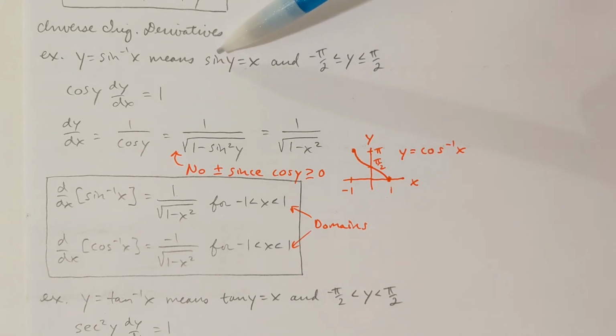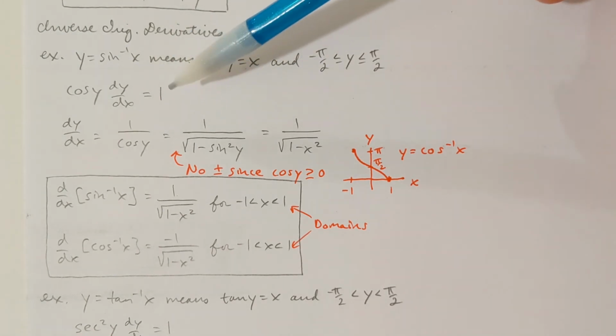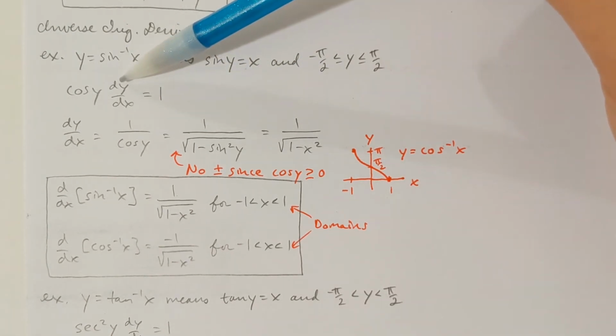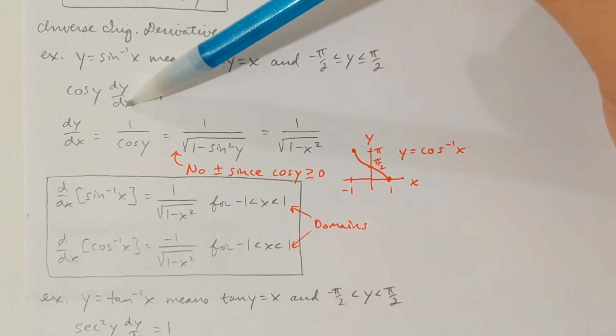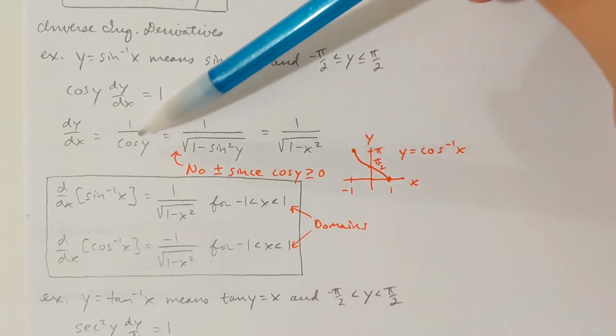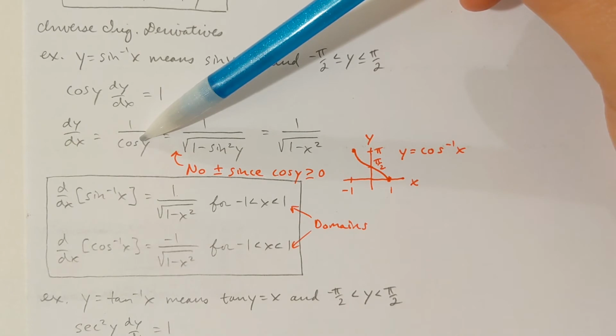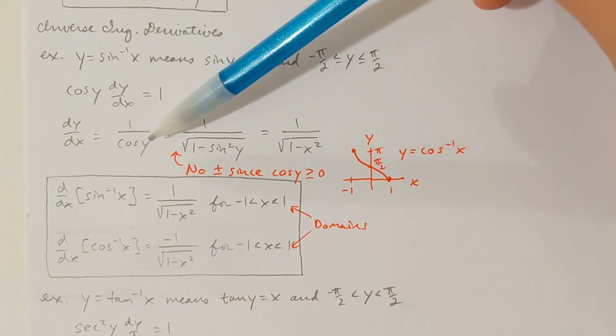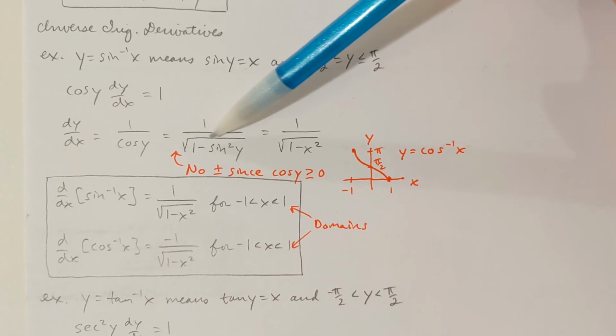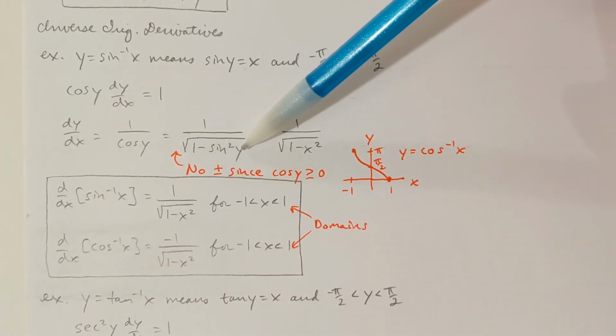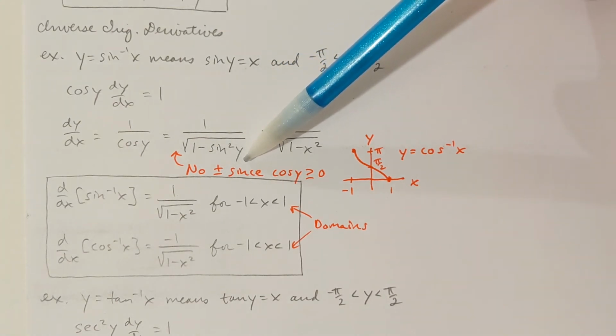All right, so the derivative of sine of y would be cosine y dy dx. Derivative of x is 1. Okay, and I'm solving for dy dx. Divide both sides by cosine y. Now, sine squared y plus cosine squared y would be 1. So cosine y would be the square root of 1 minus sine squared y.